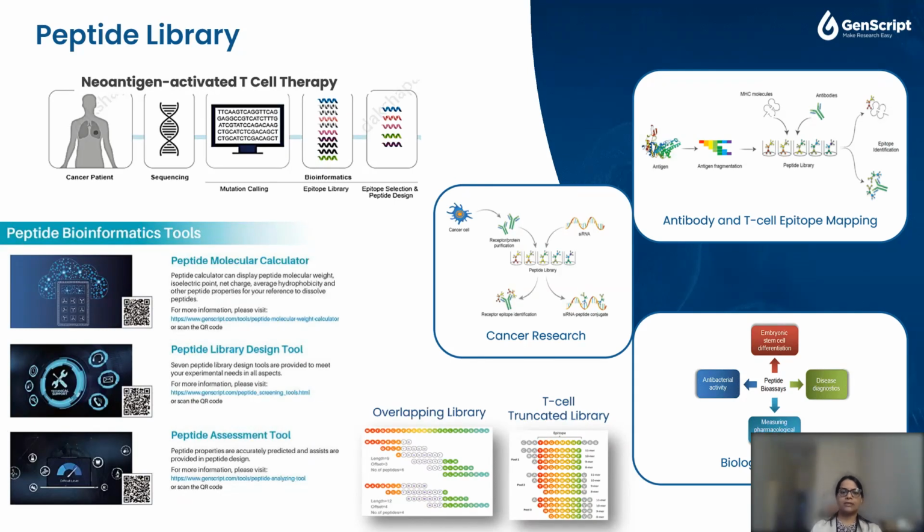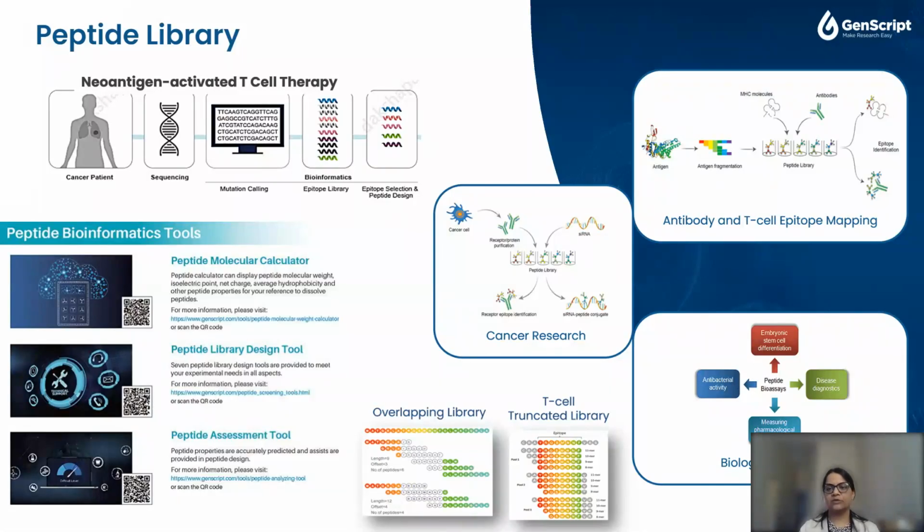As the identification of neoantigen is very crucial, to support that work we are providing a peptide library, and this peptide library can aid in enhancing the process of identification. For example, we are providing a T cell truncated library, which is a valuable tool for identifying the specific epitope. Once the epitope is identified, this sequence can be used to engineer a personalized T cell for T cell therapy.